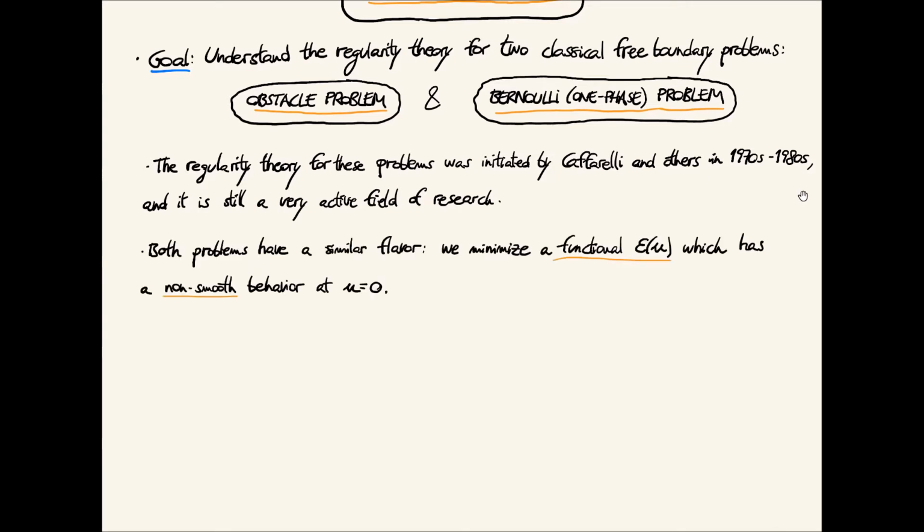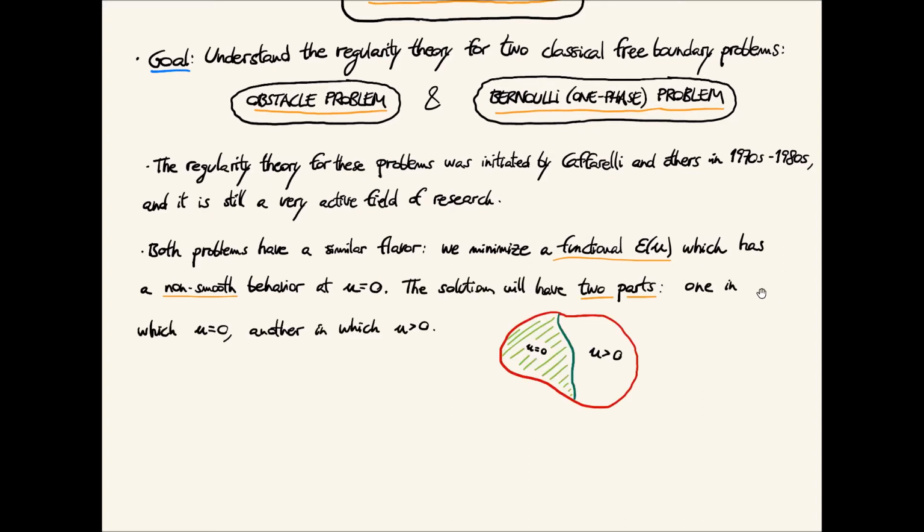Basically both problems come from the calculus of variations, if you want, in the sense that we minimize an energy functional in which there is a non-smooth behavior at u equals 0. So the solutions will have a discontinuous behavior when u equals 0, and it will have two different parts. One in which u is positive, and it solves a PDE, and the other in which u is simply the constant 0, and then there will be an interface between them. This is the picture: one part in which u is 0, one part in which u is positive.